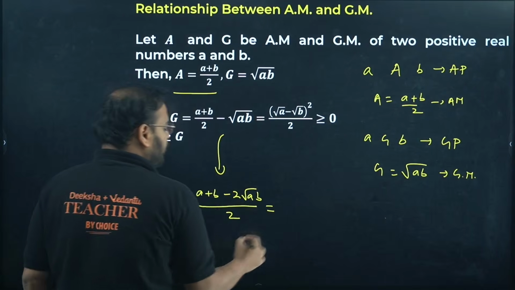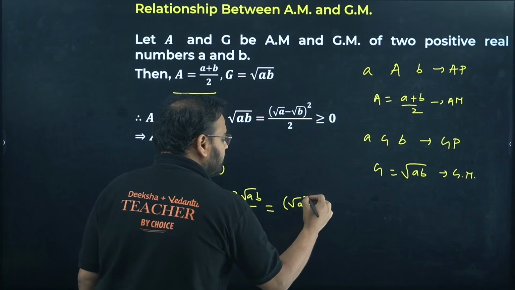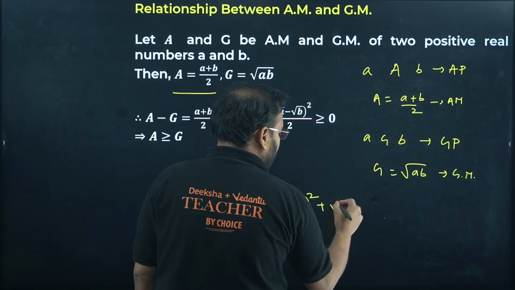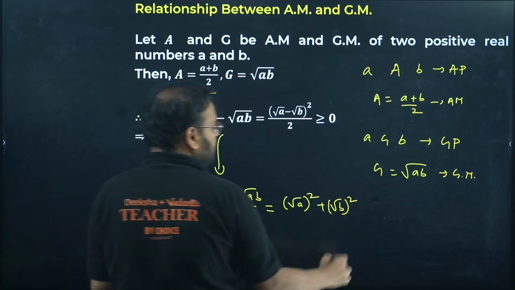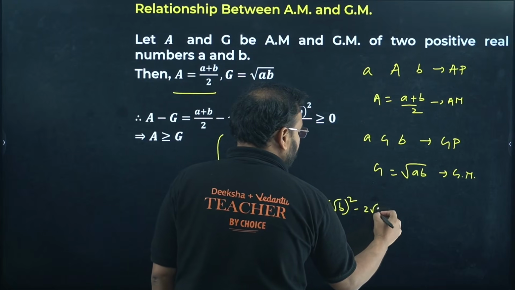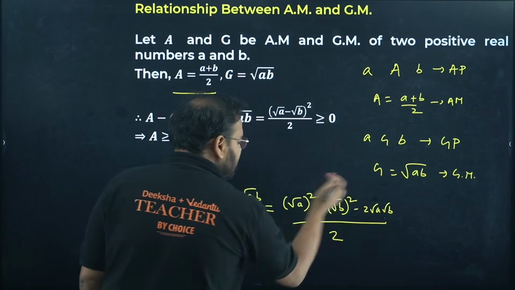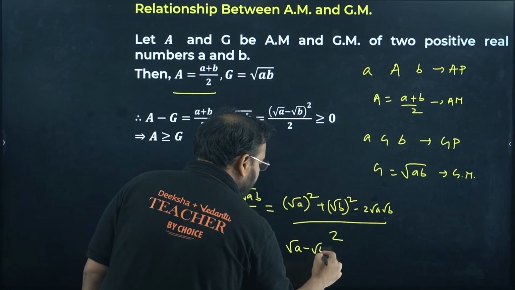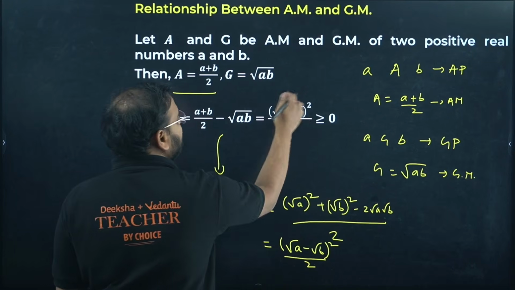Now, if you continue over here, check carefully. A can be written as root A the whole square. B is nothing but root B the whole square. And what about this one? This is nothing but 2 times root A root B, divided by 2. Check the numerator: it becomes a whole square. So I'm getting (root A minus root B) the whole square divided by 2. Same thing I've written over here.